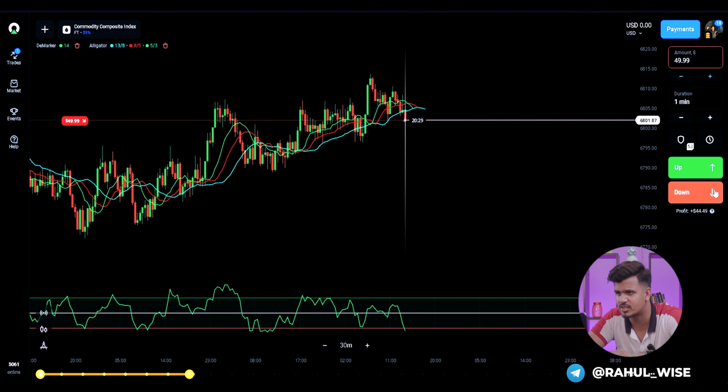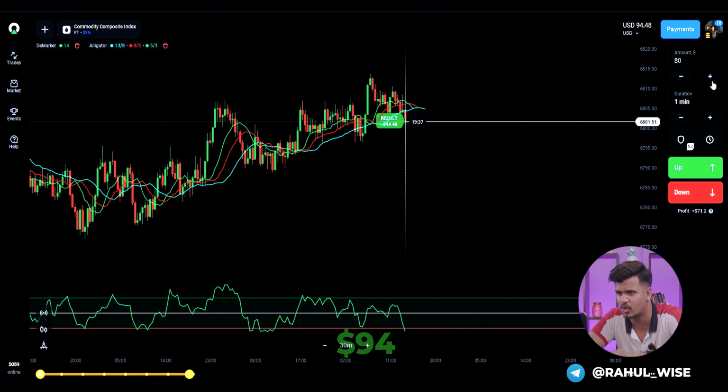Our first deal will start at $50. We will look at the indicators and see how the green line has broken through the lower value and is moving down. This is our signal to go down. That's why I am opening a downgrade deal. The first signal worked. My balance is $94 and I am moving on.